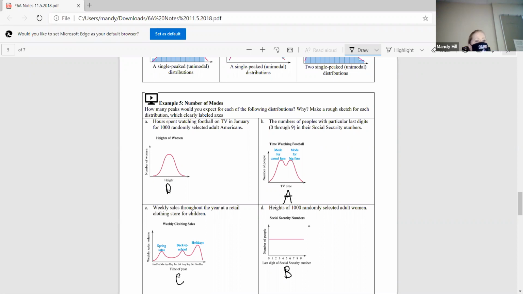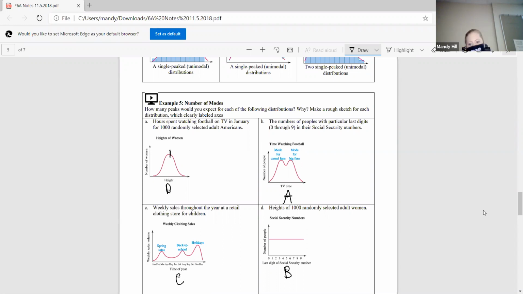So this probably has one mode. If we got 100 women, there's probably a chance that we're going to have, I think the average height of a woman is around 5'5". I might be wrong about that, but there'd be more people that were 5 feet 5 inches than anything else. So it would only have one mode.